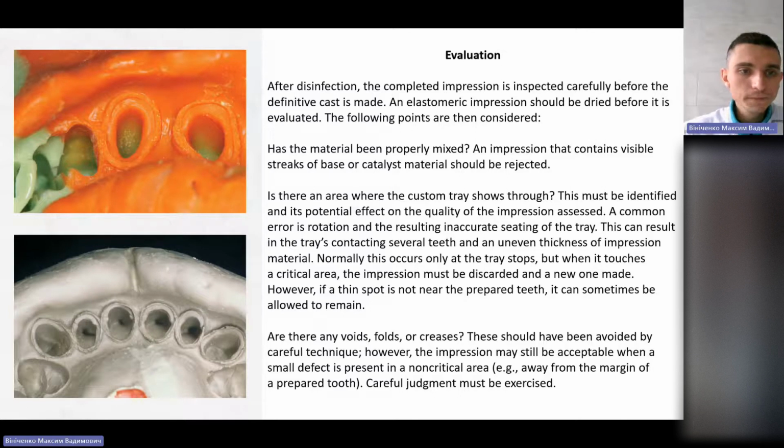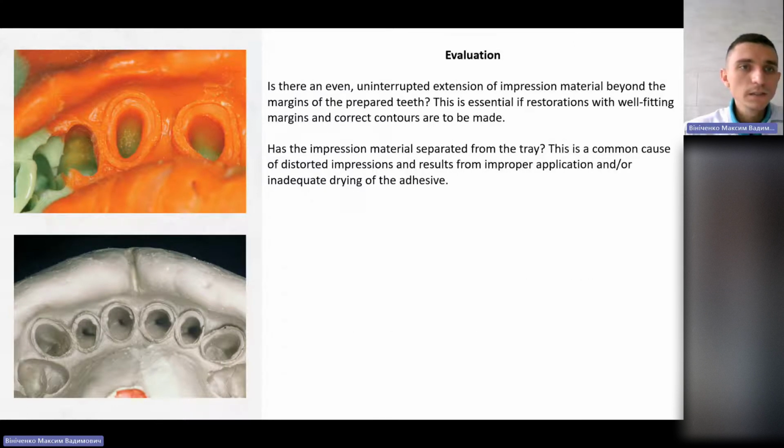Okay. So we need to see also if there are any voids, folds, or creases. This should have been avoided by careful technique. However, the impression may still be acceptable when a small defect is present in a non-critical area, away from the margin of a prepared tooth. Careful judgment must be exercised.